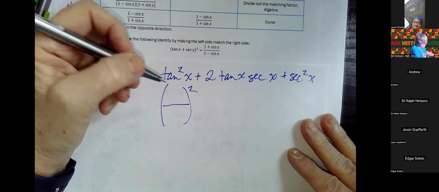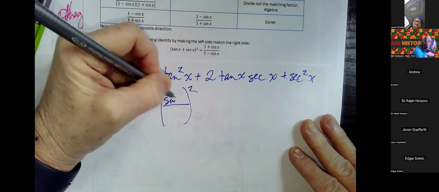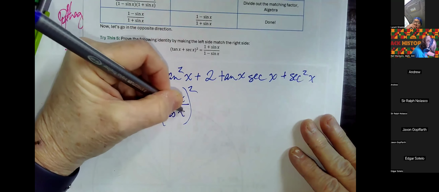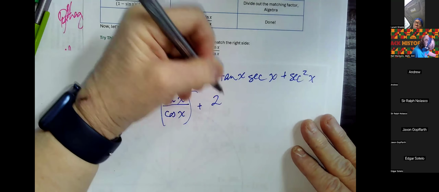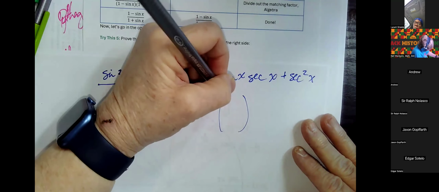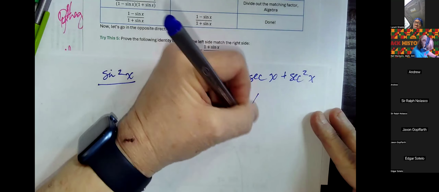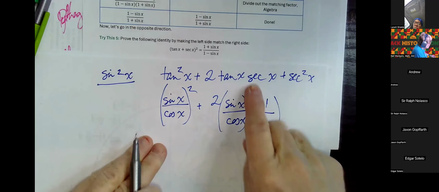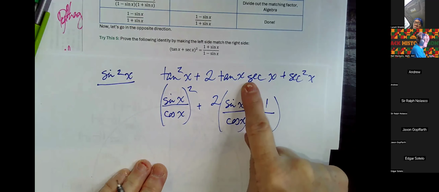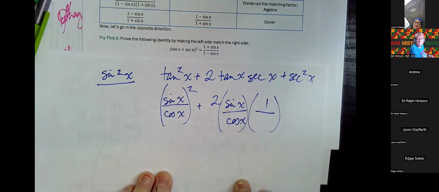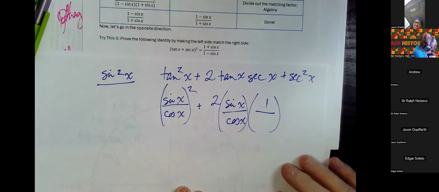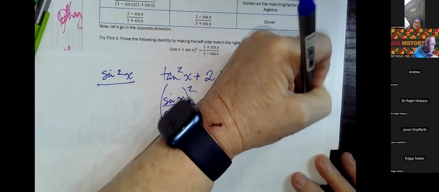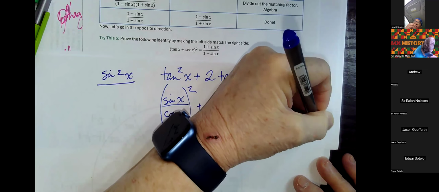So tangent will be sine over cosine, right? Plus 2 times sine over cosine, and then as well as, was it 1 over cosine? Yes, 1 over cosine. So secant has to go with cosine, right? So it's 1 over cosine plus 1 over cosine squared.